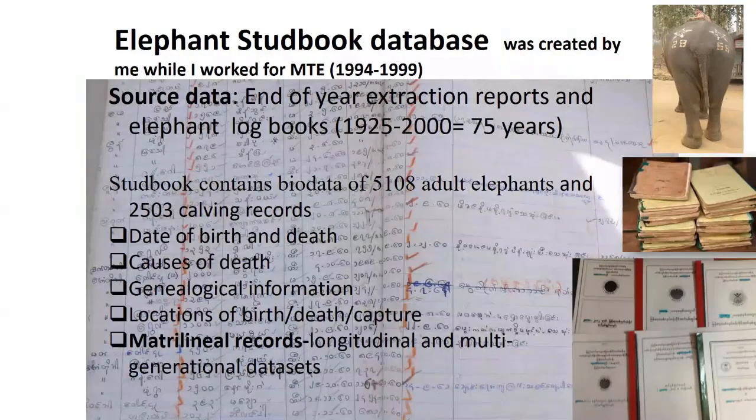When I started working with Myanma Timber Enterprise as head of the veterinarians, I managed 3,000 elephants under my charge. So I started collecting the birth and death data of elephants in the hands of the timber enterprise. It later became the stud book, because I found all the registration numbers in chronological order, starting from elephant number 1, which was when Myanmar was still under British colony.